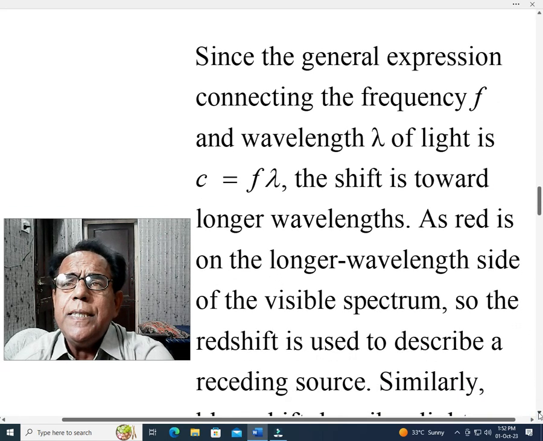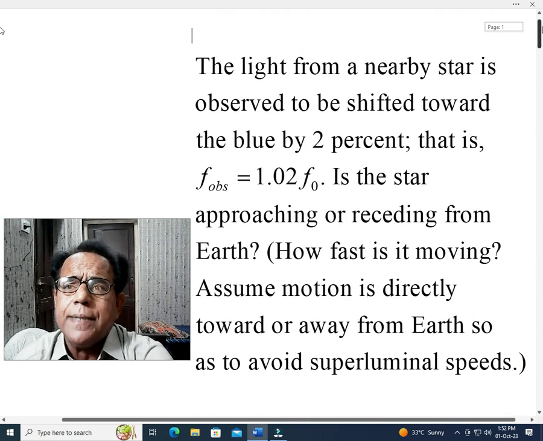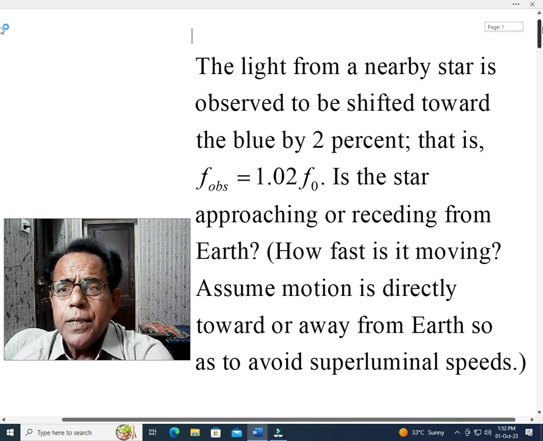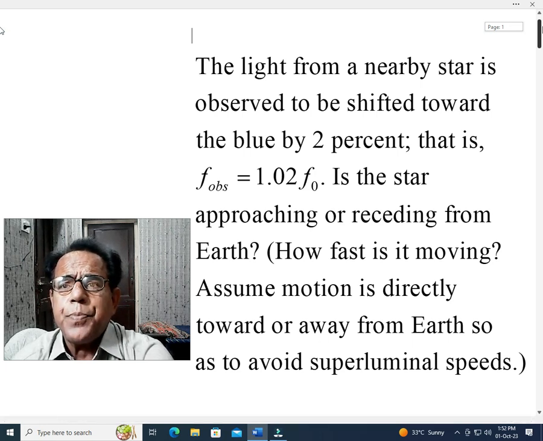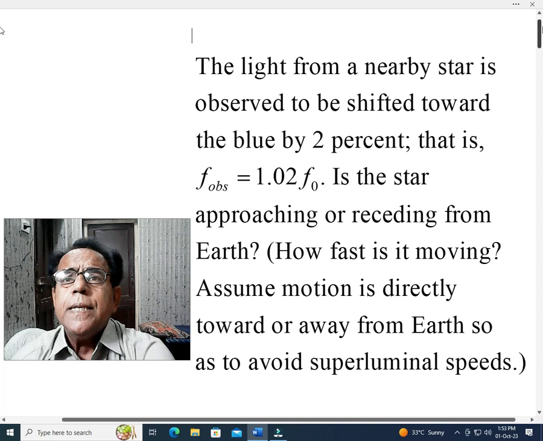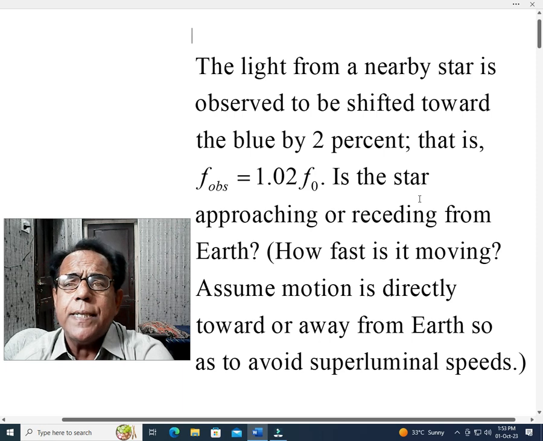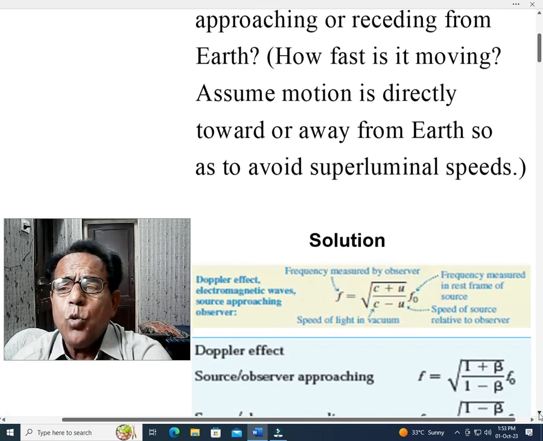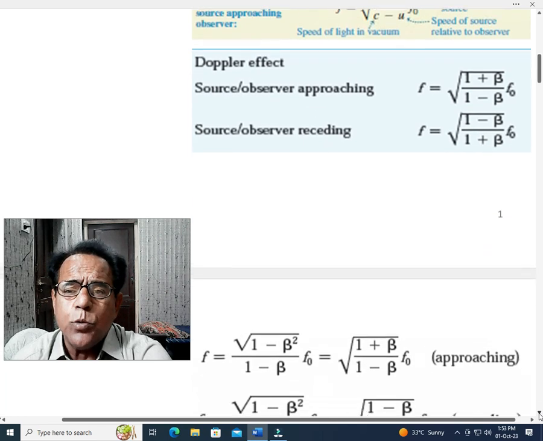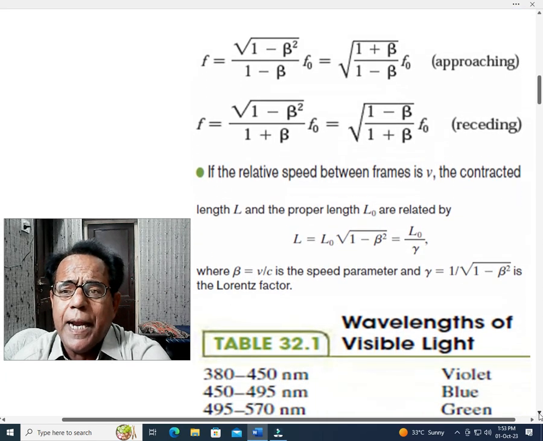Now, dear students, we come towards blue shift and red shift, because in the problem it has been asked: is the star approaching or receding from Earth? How fast is it moving? Actually, the answer to this will be covered by this discussion of the difference between red shift and blue shift.